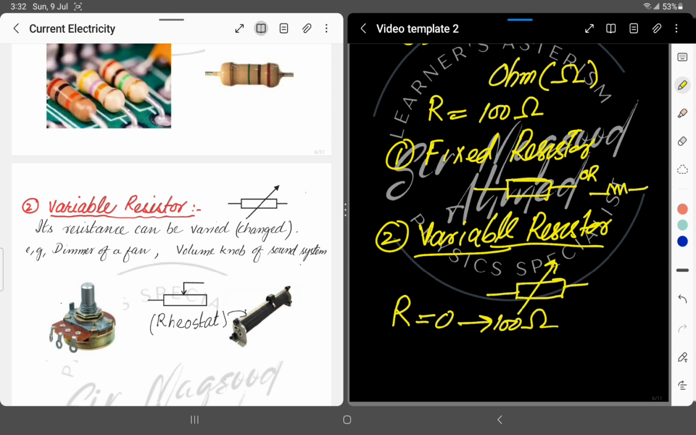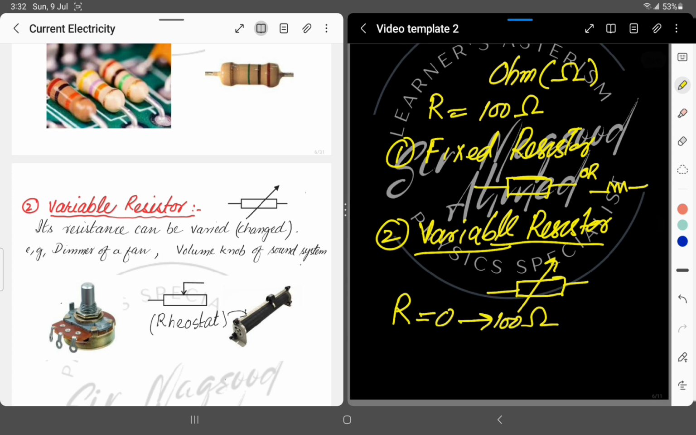The example of a variable resistor is the volume key of the tape recorder or deck, which is used to change the loudness of sound. That is a variable resistor. The knob of the deck is a variable resistor. Similarly, the fan dimmer, which is used to change the speed of the fan, is also a variable resistor.